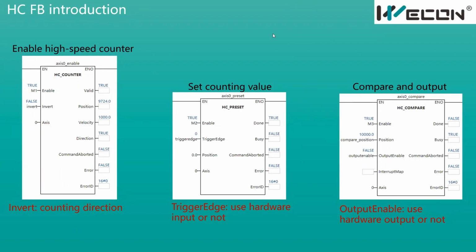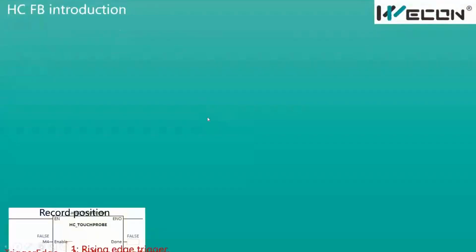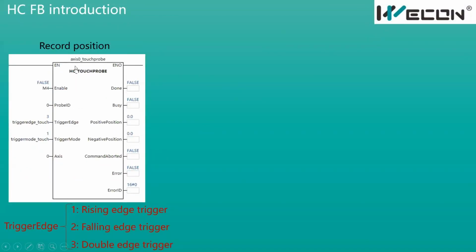So this is how these three function blocks work. And the next, we have this function block, HC touch probe. This function block is used to record the position. Here we could see on the input side we have 5 parameters. For this trigger edge we have three settings: 1, 2, 3. 1 means rising edge trigger, 2 means falling edge trigger, and 3 means double edge trigger.